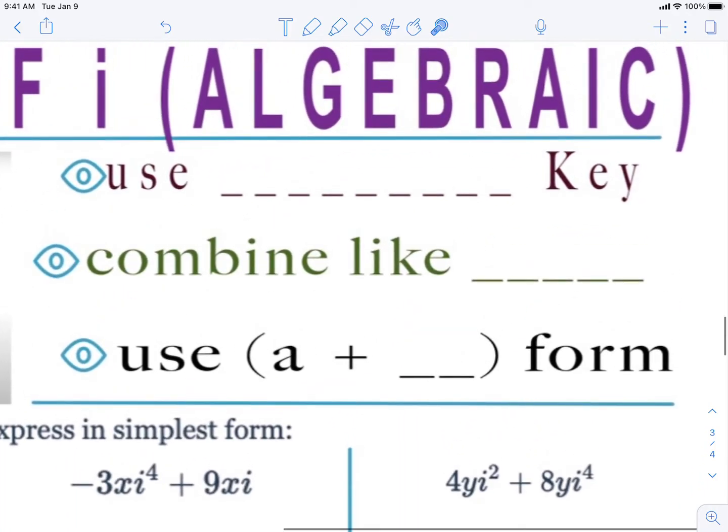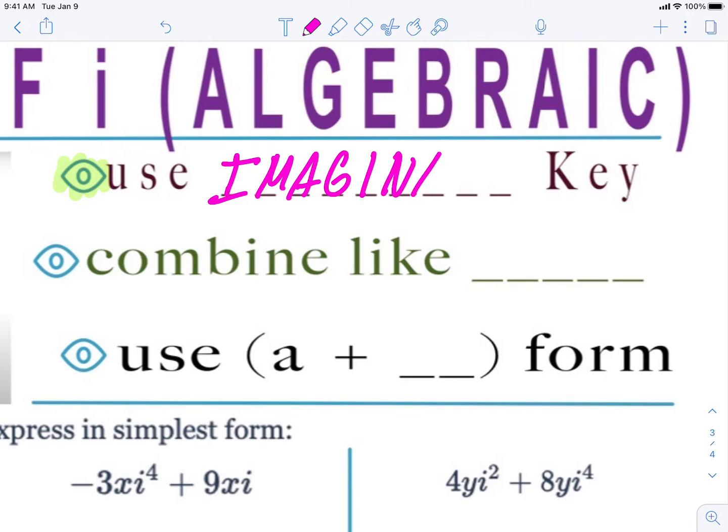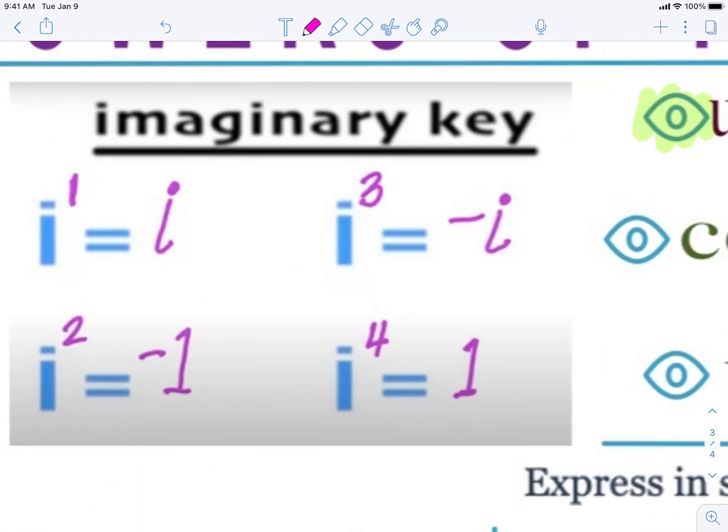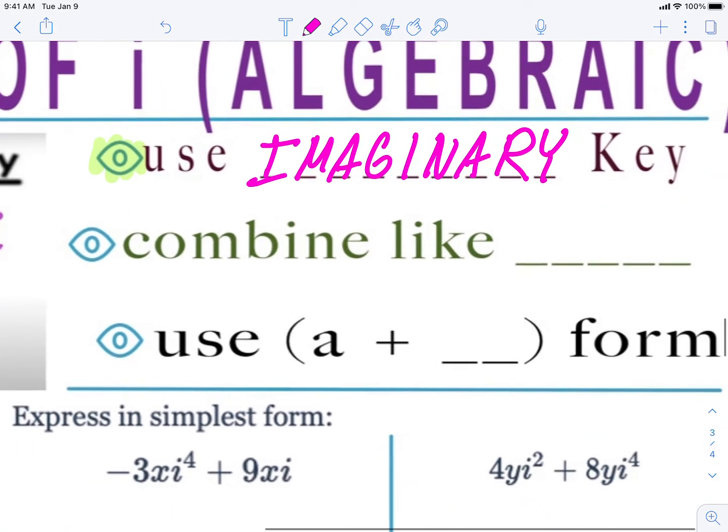So, our first bullet point here says use blank key. What do you guys think? Yes, you got it. Imaginary key. We are going to use this a lot, right? So no change in that.